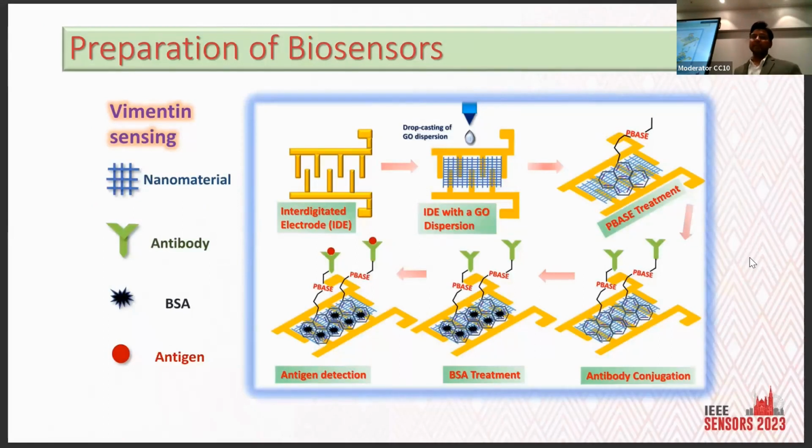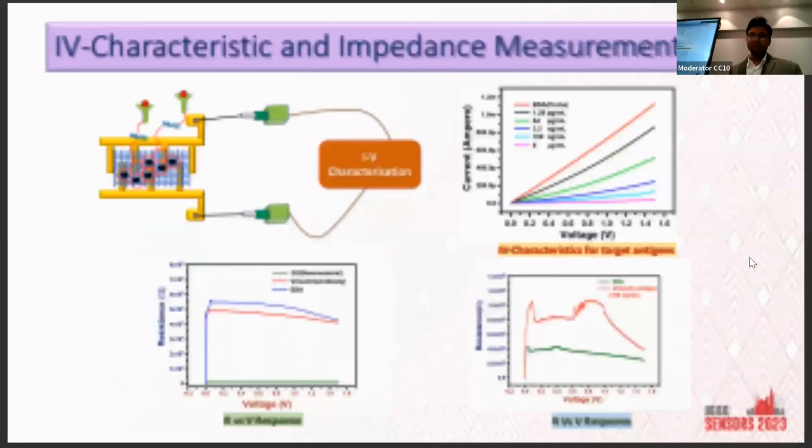So first we broadcast a well-formed dispersion of GO on the sensor. Then by using PBASE treatment, which is a linker, we immobilize the antibodies on the sensors, and then we do BSA treatment to block the sites which are not covered by the antibodies, and then we expose our sensors to the plasma samples which contain the antigen of the Vimentin protein. And this is the whole scheme.